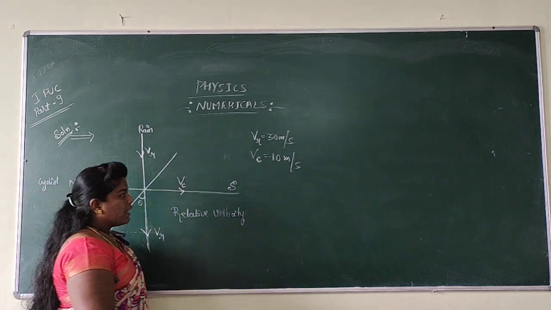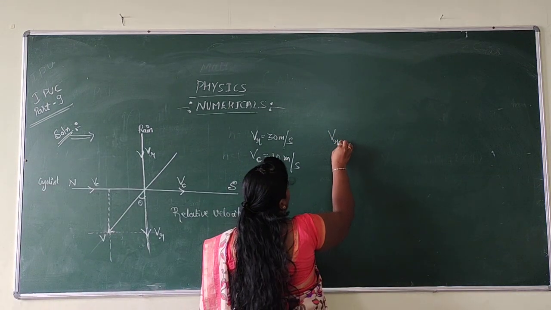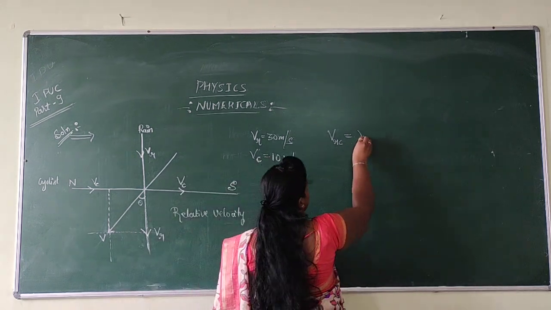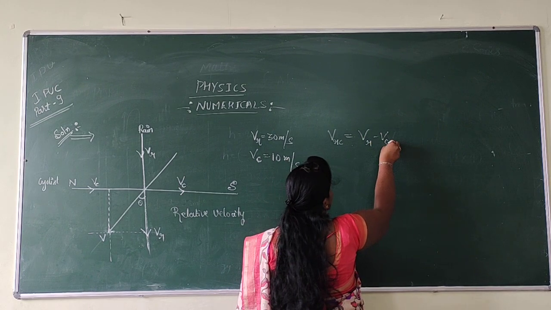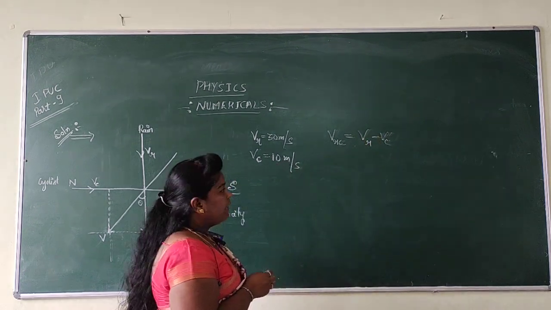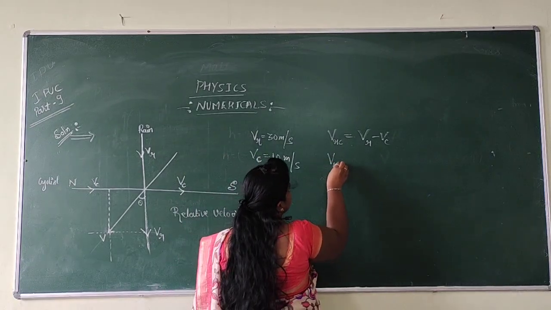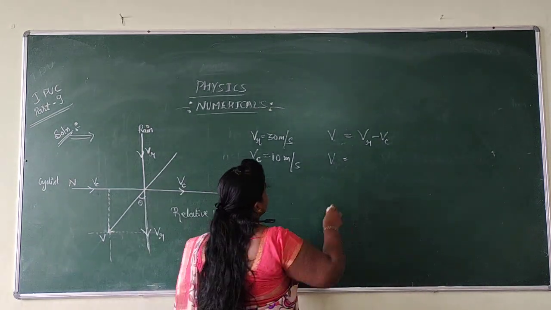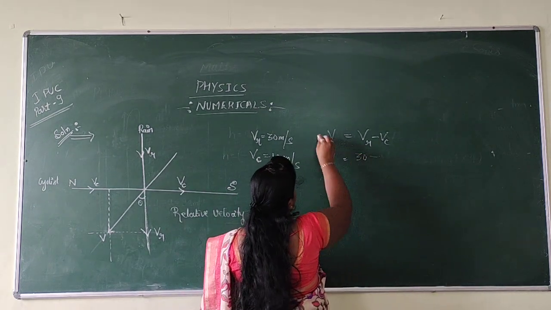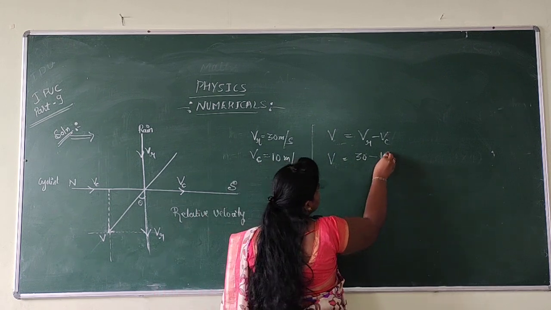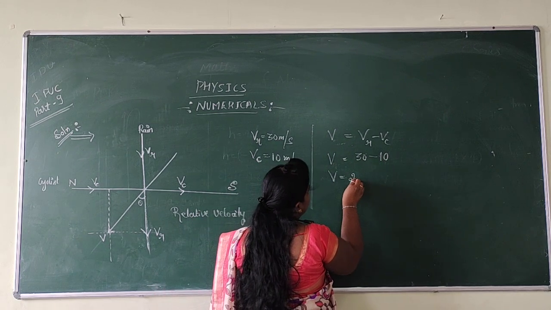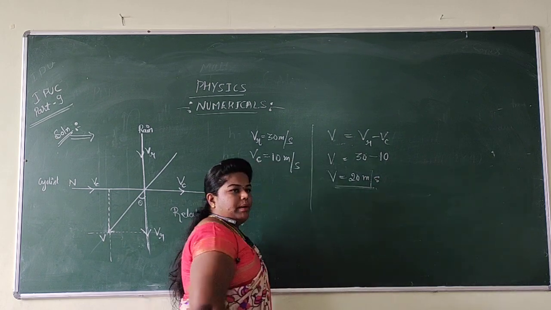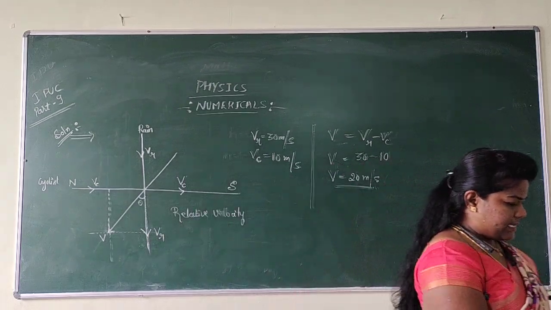So now I am just going to calculate. VRC, that is the velocity of rain with respect to the cyclist. This can be written as VR minus VC from relative velocity, right? Now VRC, simply you can write it as V, no problem. Then what is VR? Here it is given that it is 30, and here it was given that 10 is the value of VC. So V becomes equal to 20 meters per second. Yes, okay, I calculated the relative velocity.